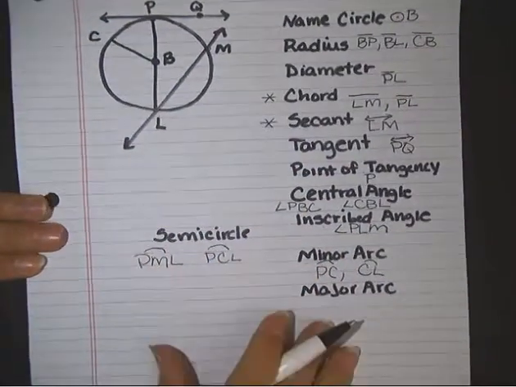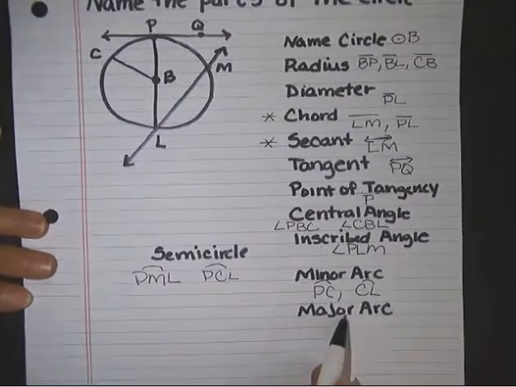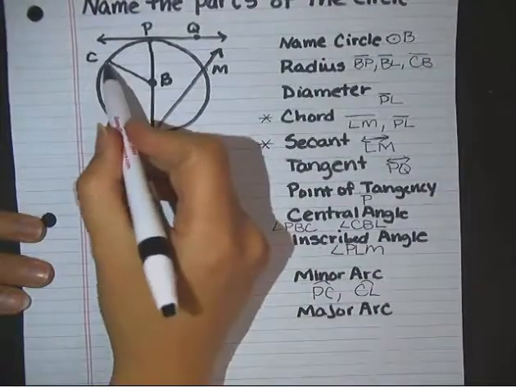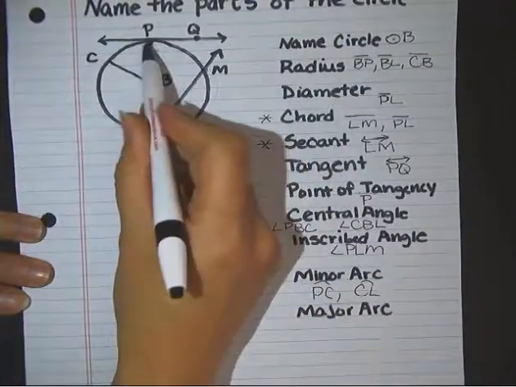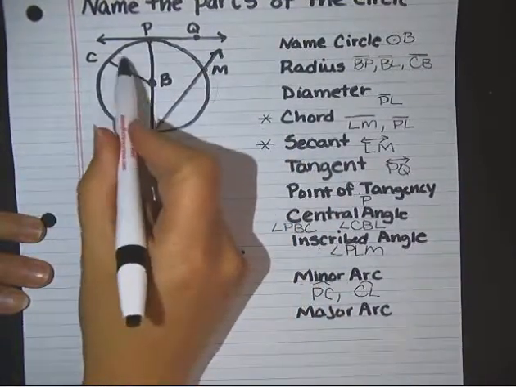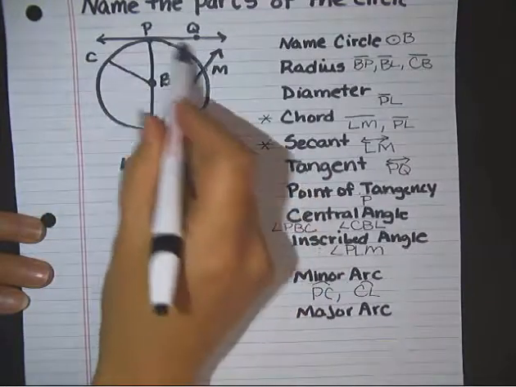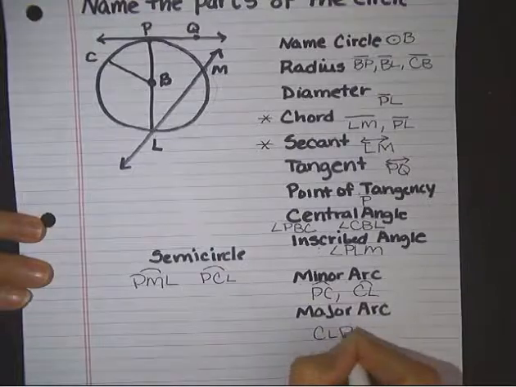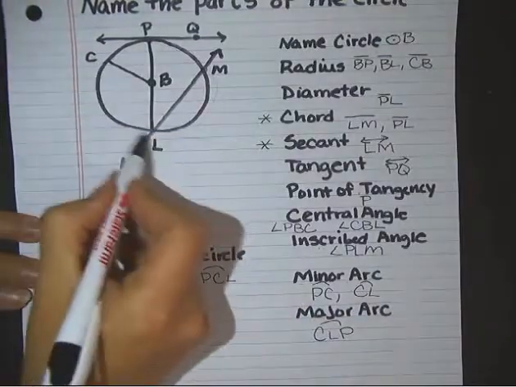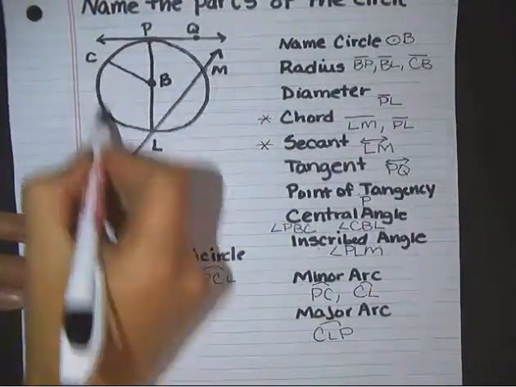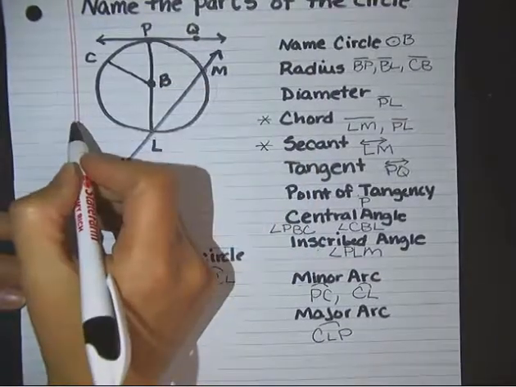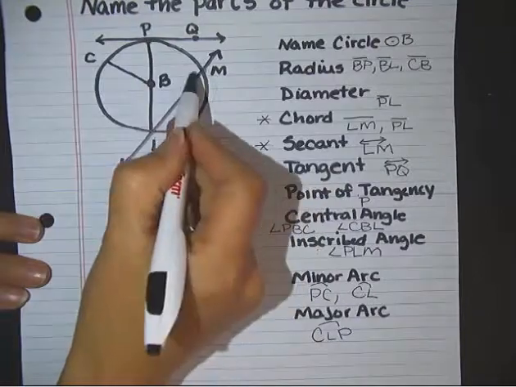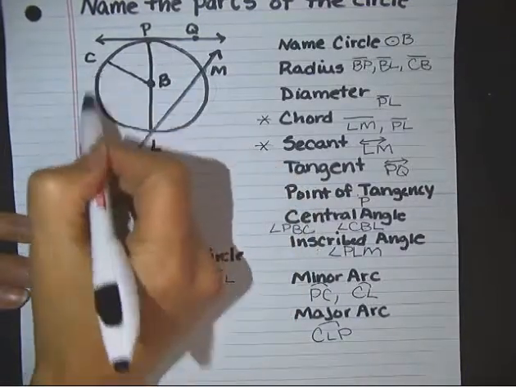Major arc is more than 180 degrees. So make sure, just find 2 points that are close and grab another point around as you're going, like CLP. Only name it with 3 points, CLP. You could have called that same arc CMP, would also have worked. You could do PCM, but make sure when you're naming a minor arc, you're going right along the arc of the circle.